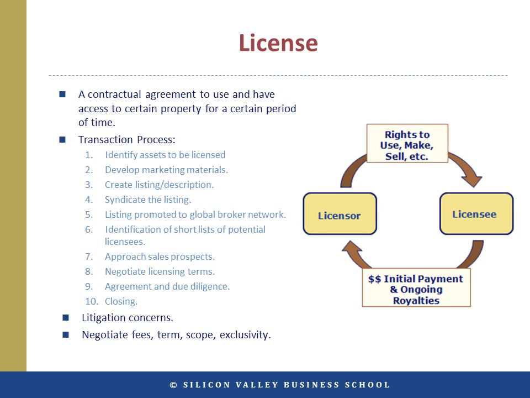A licensing agreement can be relatively complex, so the negotiation involves balancing a variety of objectives and concerns. Typical negotiating points include the size of the initial upfront license fees, ongoing royalties, duration of the license, termination and expiration terms, exclusivity, and field of use.